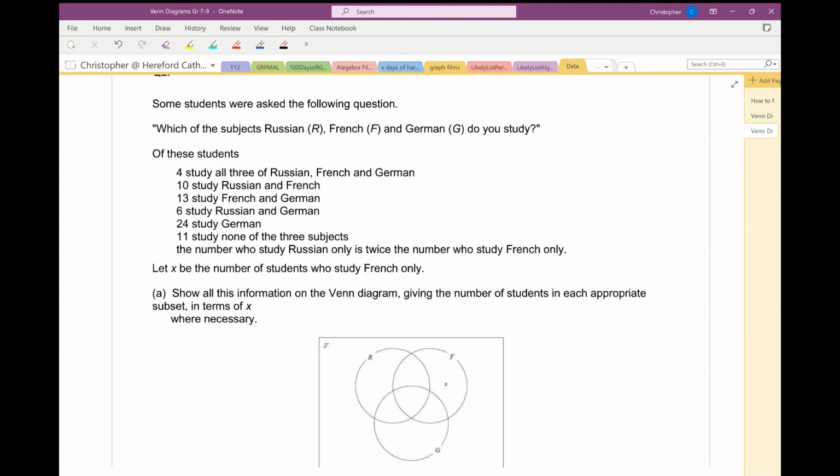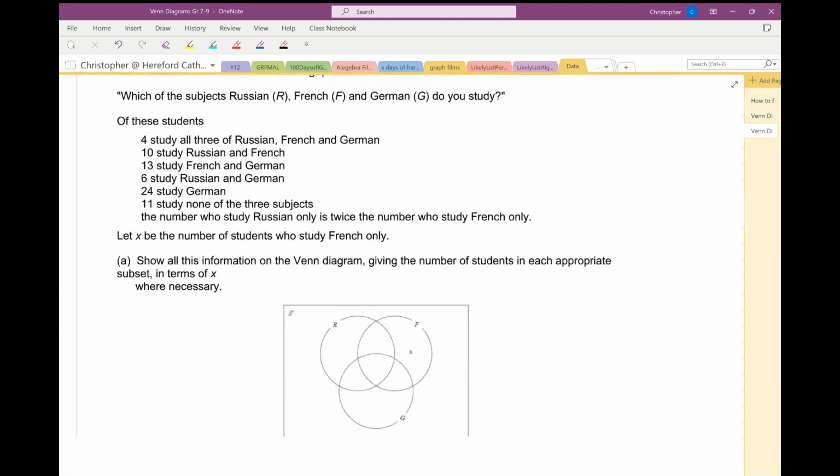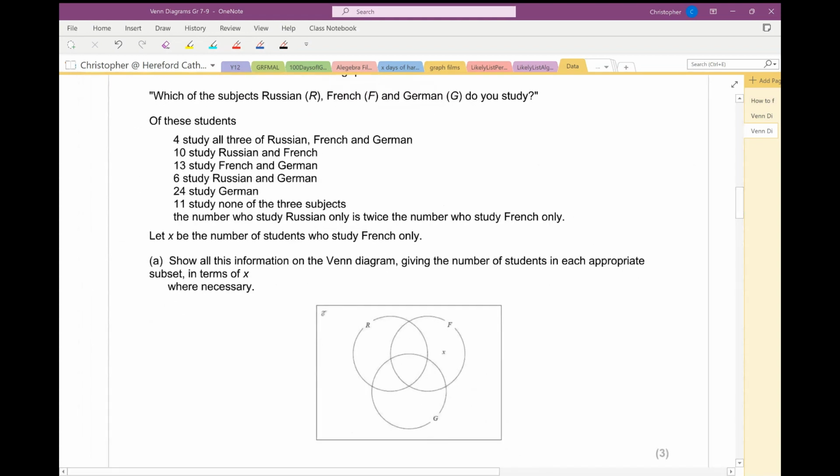Question 2. Right. Some students were asked the following question. Which subjects, Russian, French and German, do you study? Right, and here are the results of that question. 4 study all 3, 10 study Russian and German, and so on. Okay, and I've got some information here.